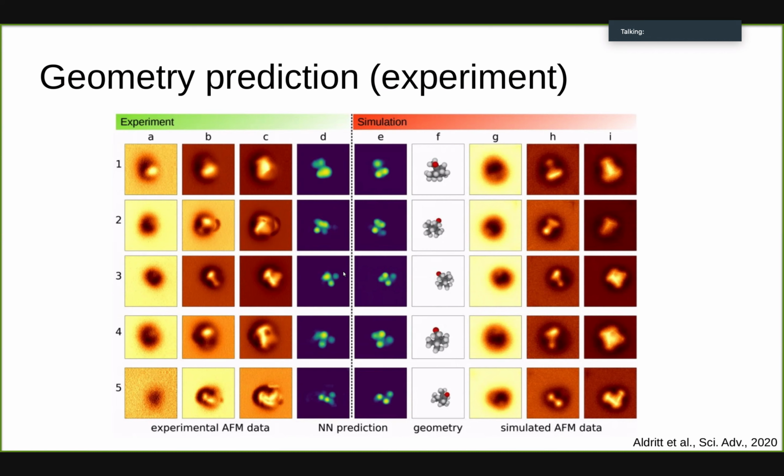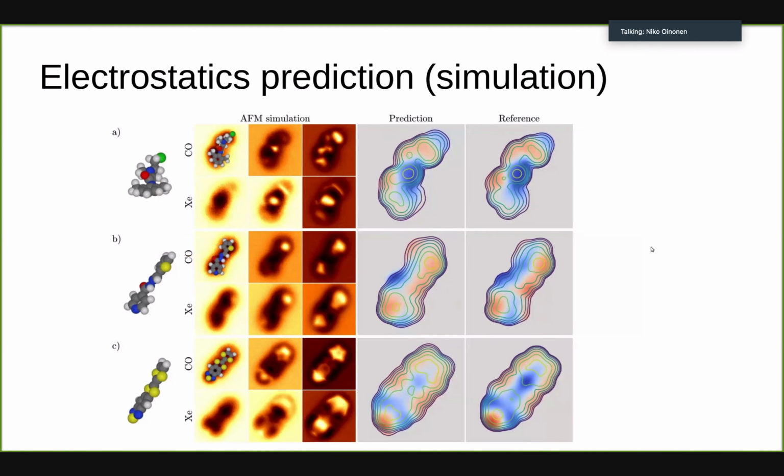So this shows that at least the machine learning model is giving something quite reasonable even for experimental images, even though it wasn't trained on experimental data. And these results we already published in Science Advances last year, so you can also go read that for more details. This next part is not yet published.